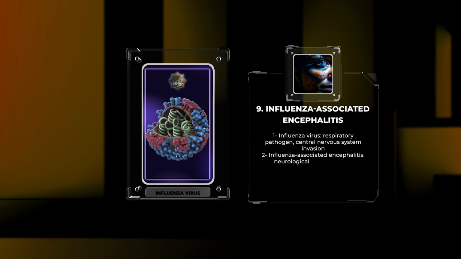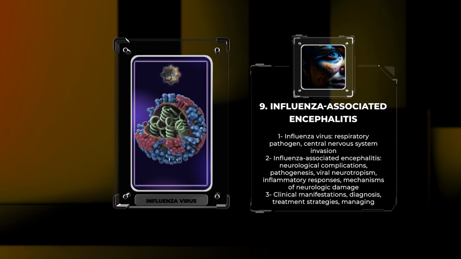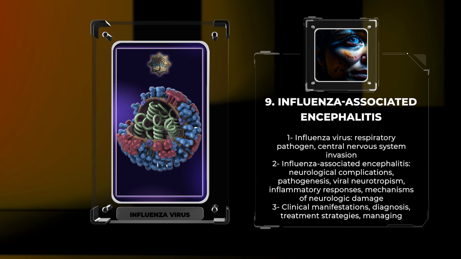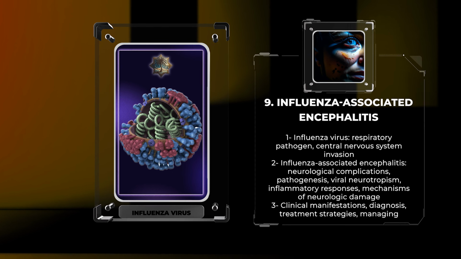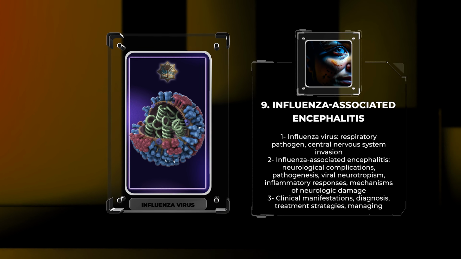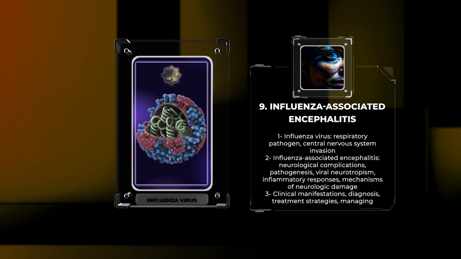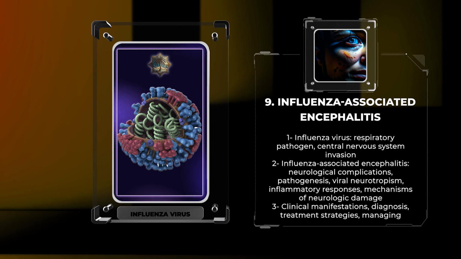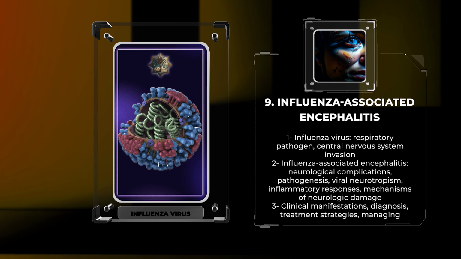Although primarily recognized as a respiratory pathogen, the influenza virus can also invade the central nervous system, causing influenza-associated encephalitis and other neurological complications. This topic focuses on the pathogenesis of influenza-associated encephalitis, exploring viral neurotropism, inflammatory responses in the brain, and potential mechanisms driving neurologic damage. We will also discuss clinical manifestations, diagnosis, and current treatment strategies for managing these severe neurological complications.